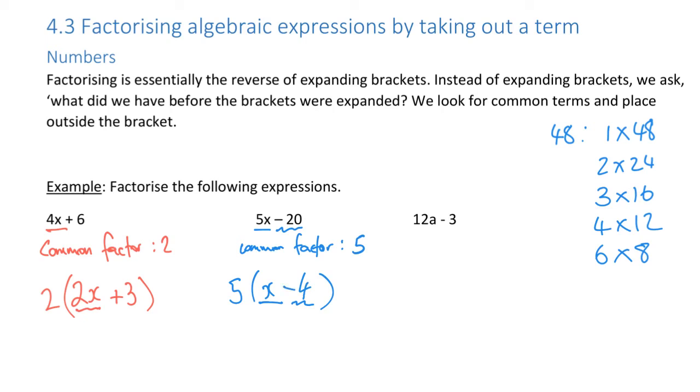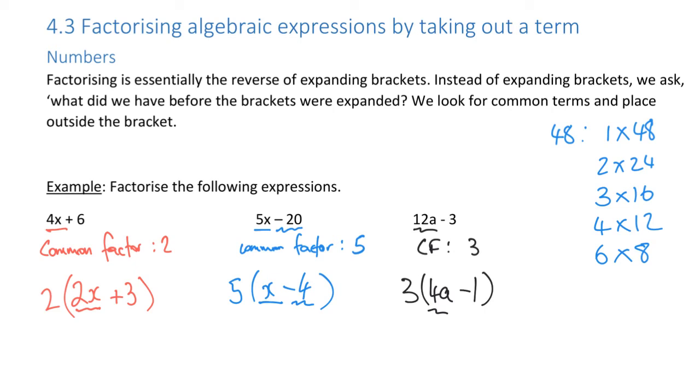And then the third one, 12a take away 3. So the common factor this time is going to be 3. So 3 divides into 12 and also 3. So we need to put 3 outside of a bracket. So 3 multiplied by what is 12? That's going to be 4. And we need the a. And 3 multiplied by negative 1 then gets us back to negative 3.